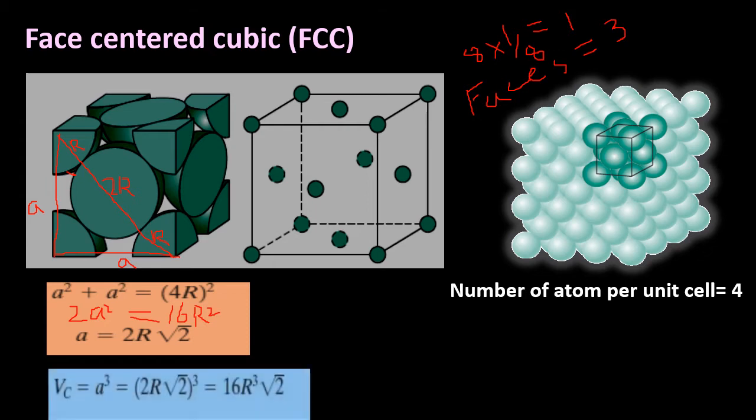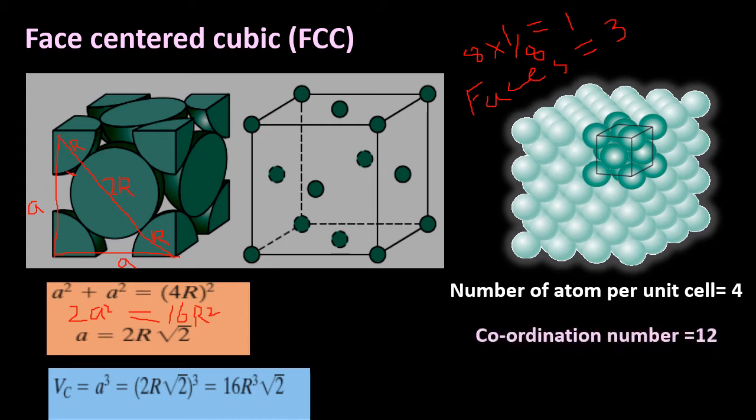In the same way, the volume of this unit cell is equal to the cube of the edge length. As we have already calculated, the edge length is equal to 2R root 2. So we take the cube of this edge length, (2R root 2) cubed, and this will be equal to 16R cubed root 2. So the volume of this face-centered unit cell will be equal to 16R cubed root 2.